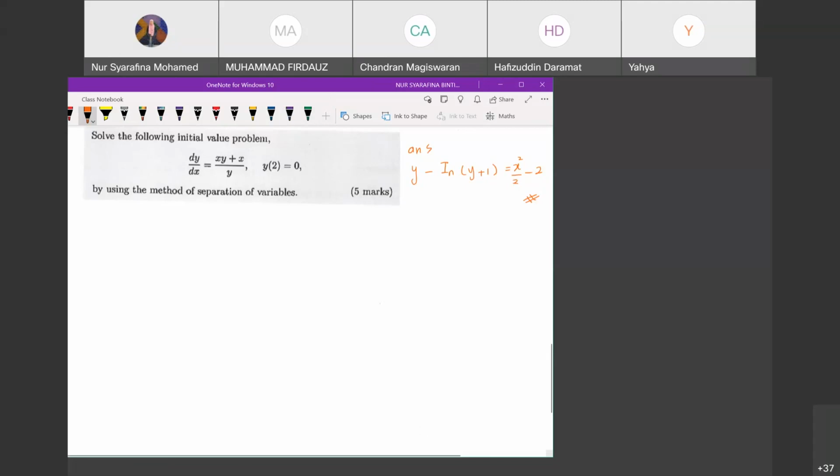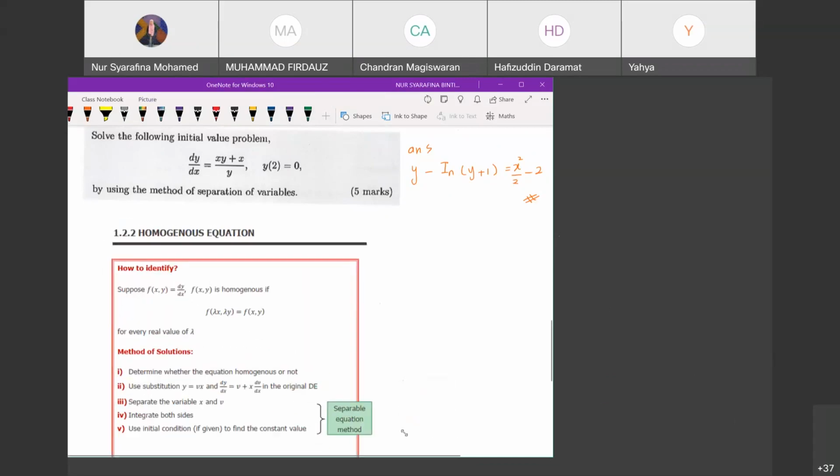Okay, so let's take a look at the next type. Okay, at least we have done with 2 types today. We have 5 types. The next type is homogeneous equation.